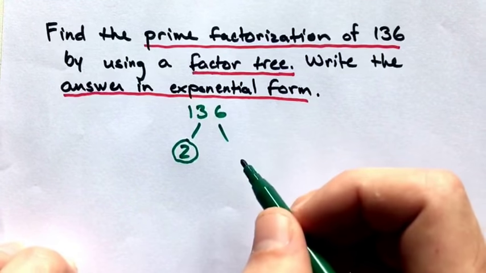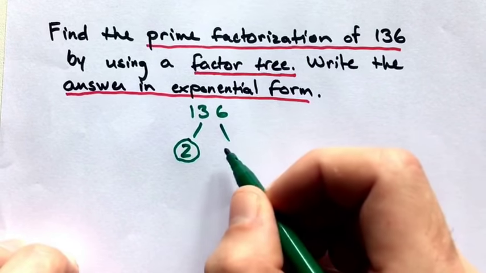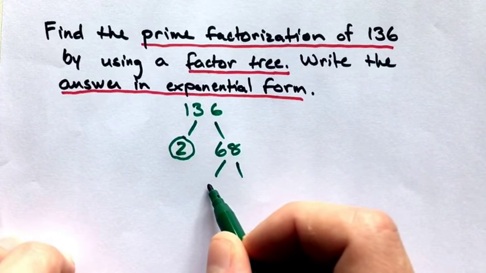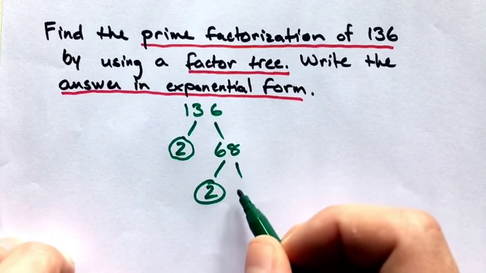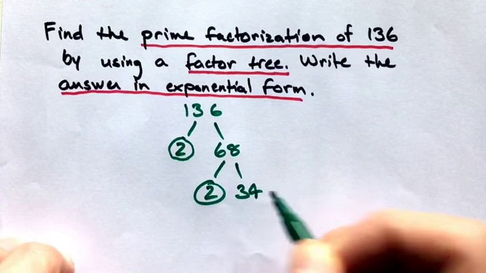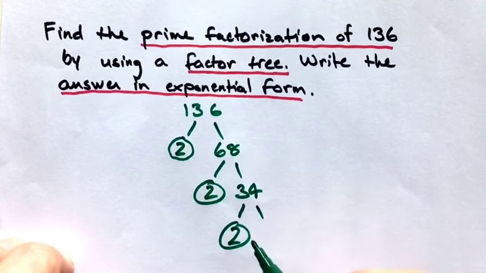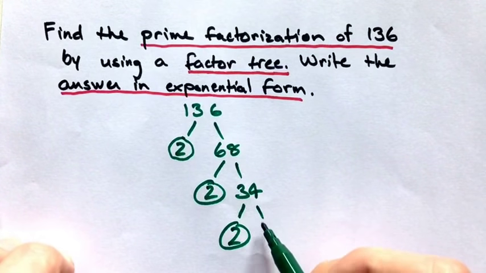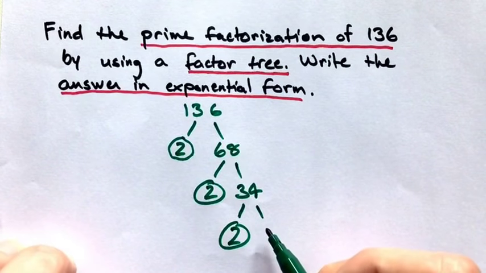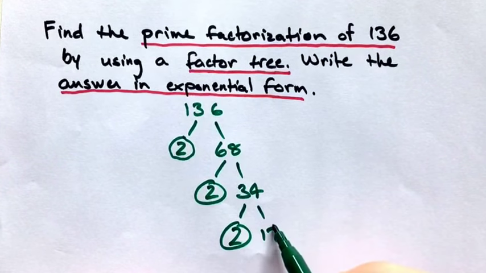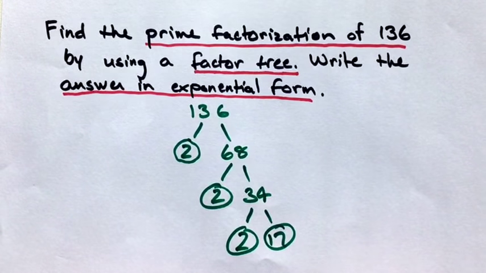136 divided by 2 is what? 68. Now we're going to divide that again. Let's do a prime, circle. 68 divided by 2 is 34. Let's go again. We have 2, it's prime. And going into 2 twice is 17. We know 17 is prime, so we can circle it.